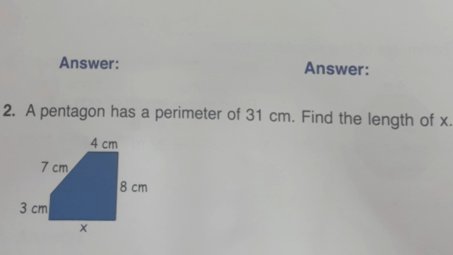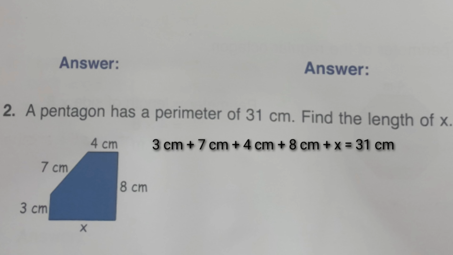Number 2. A pentagon has a perimeter of 31 centimeters. Find the length of x. To find the value of x, you must add the given dimensions, 3 centimeters plus 7 centimeters plus 4 centimeters plus 8 centimeters plus x is equal to 31 centimeters. The sum of the given dimensions is equal to 22 centimeters. So now the equation becomes x is equal to 31 centimeters minus 22 centimeters. The value of x is therefore 9 centimeters.